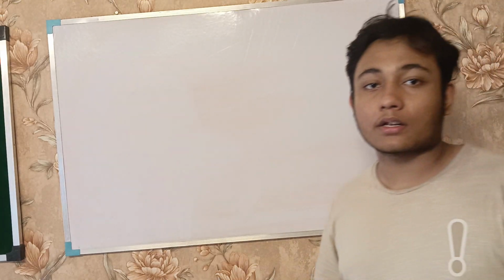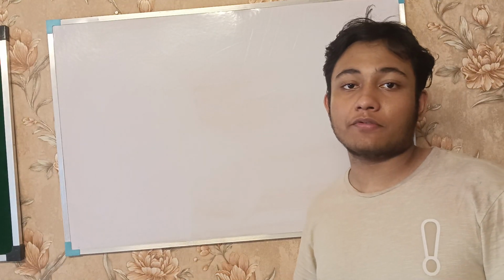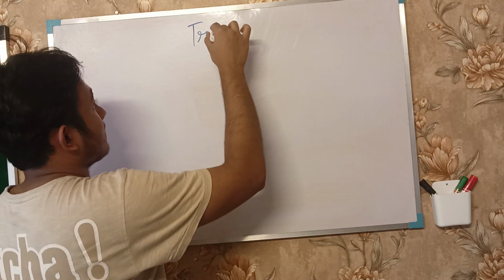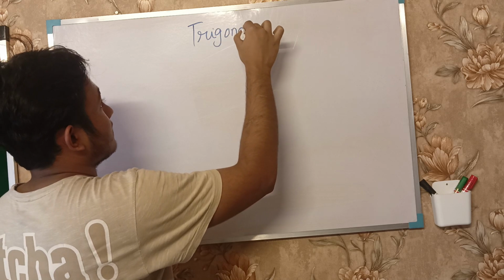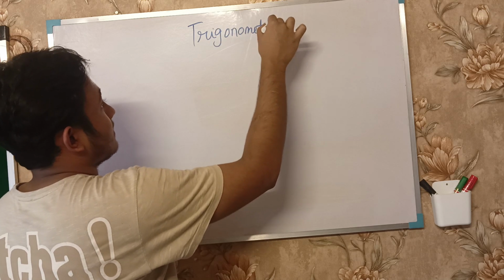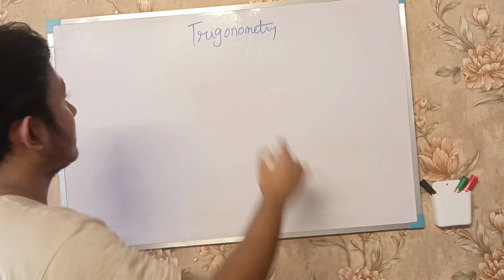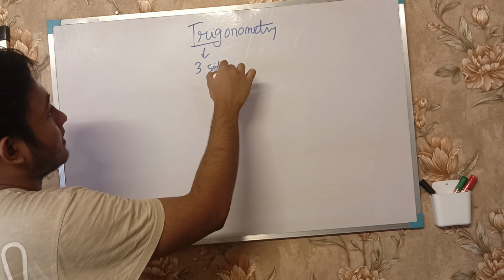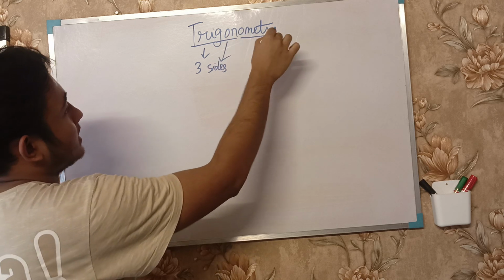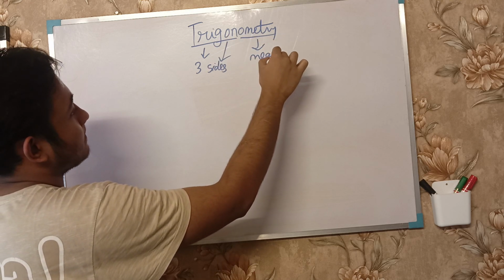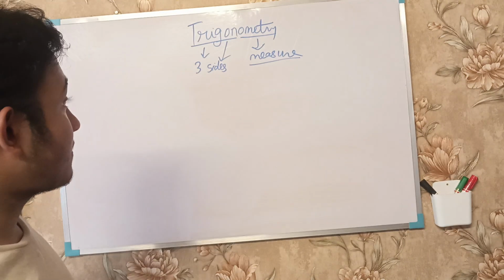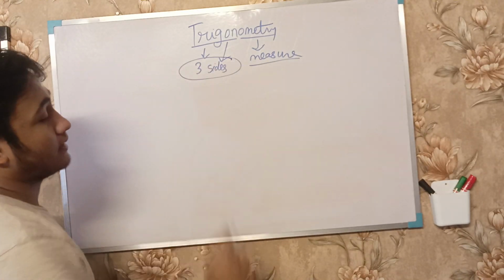So today we will be starting class 10th unit 5, which is trigonometry. From the word, tri means three, gon means sides, and metry is the measure. So trigonometry is the measure of an object having three sides.